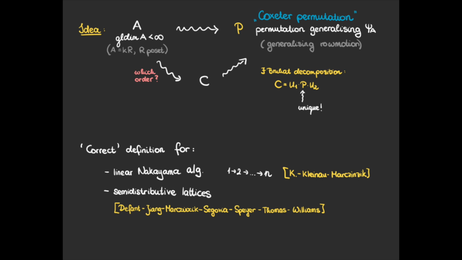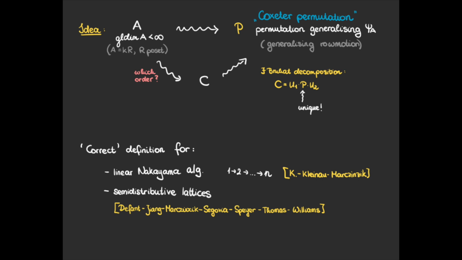Which means that we can write it as an upper triangular matrix, a permutation matrix, and another upper triangular matrix. And what is true for the Bruhat decomposition is that this permutation matrix P is uniquely determined by the matrix C. Thus, it makes sense to associate to this matrix C the permutation P and call this the Coxeter permutation of the algebra A. Okay, so this is almost a complete definition. However, there is one important step missing.